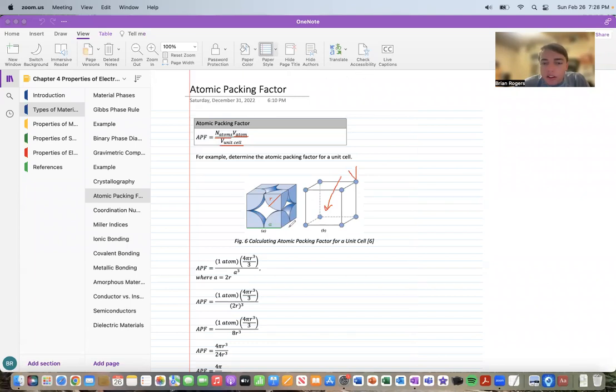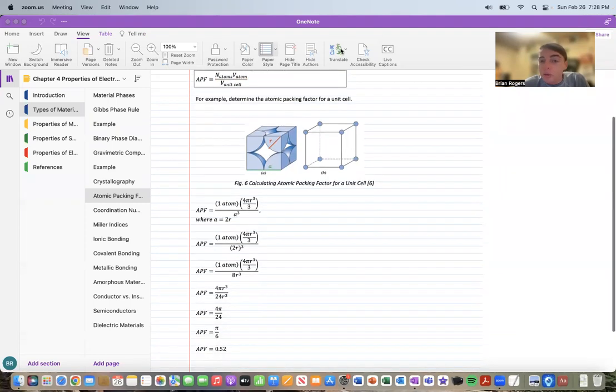So let's look at the atomic packing factor for the unit cell. Within a unit cell, remember, we have 1 atom that we can store within it. And each atom is a sphere. If you recall, the equation for the volume of a sphere is 4 pi r cubed all over 3. That's just a geometric equation.